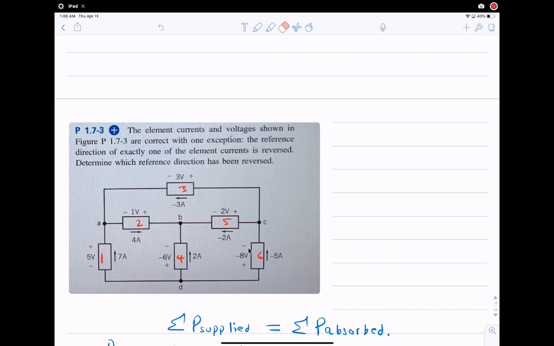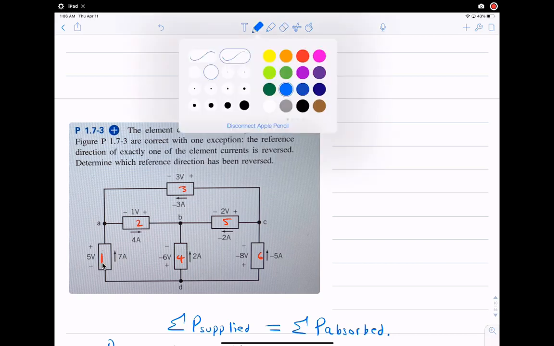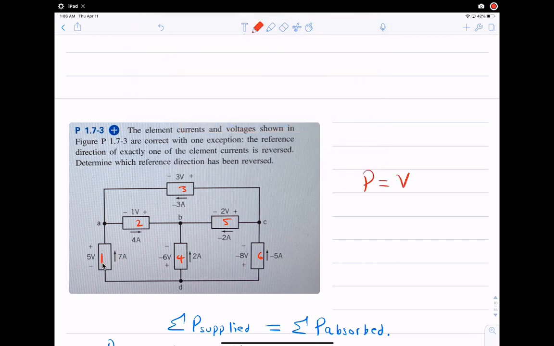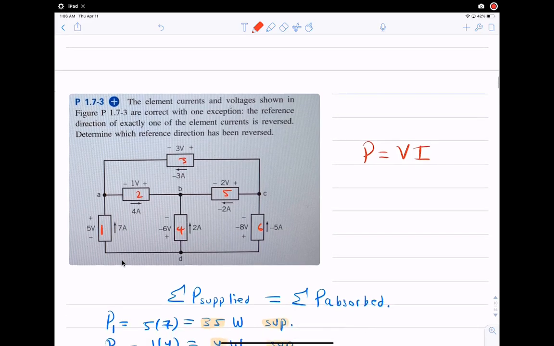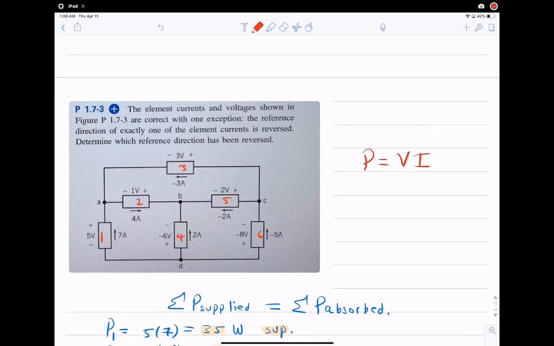We have 6 elements here. Let's begin with the first one. I know that the power equals V times I, correct? So the power here is 5 volt times 7 ampere. 5 times 7, which is 35.